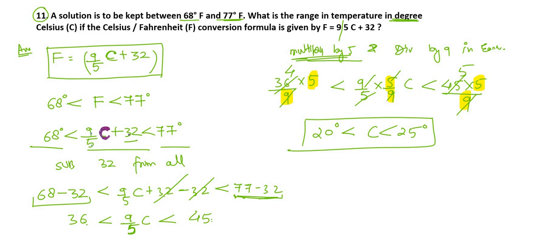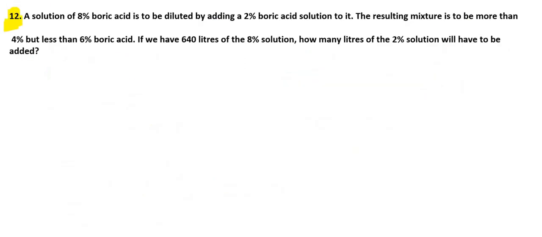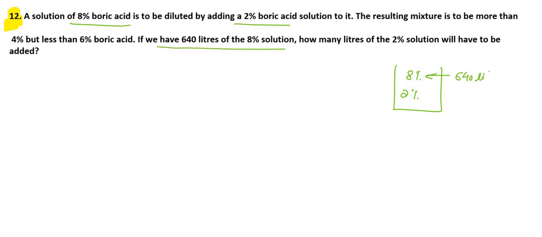Shall we do the next question? Here is question number 22. How to solve it? They have an 8% boric acid solution and a 2% solution. By mixing these two, suppose you have the 8% solution and the 2% solution. They are mixing 640 liters of the 8%. So how much of the 2% must be mixed? Suppose x liters you are mixing of the 2% solution. So you are making a new solution which is getting ready.